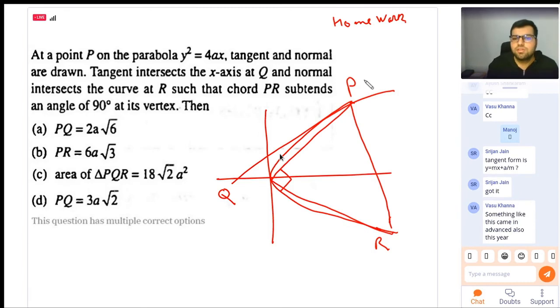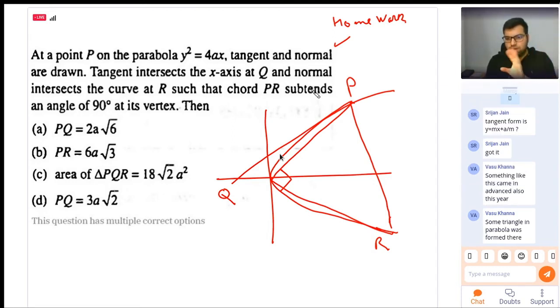So first you will say something like this came in advance also this year. Yes, yes. This year I don't know, I'm not sure. The question that came this year, I explained it to you. That was a different question, Vasu. In this you have to do calculation. The advanced question required using the properties. Even that question is very important, but this question is different. In that question you use the properties that three 90-degree angles come out when you have a triangle, a tangent and a parabola, but this is different.